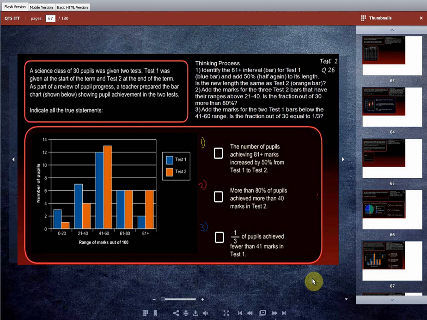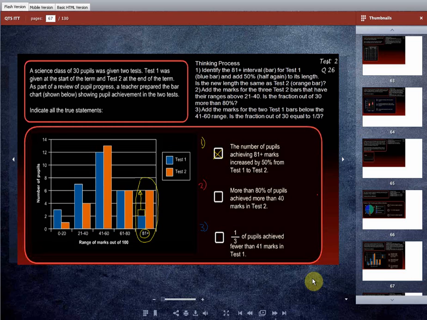Well, for the first part, we need only concern ourselves with the 81 plus class interval bars. In other words, the 2 bars at the right-hand end, starting with the shorter blue bar for Test 1. Now, a 50% increase means half as much again added on. I can draw it. Clearly this increase is far below that needed to reach the top of the Test 2 orange bar, so the statement is false. Just out of interest, the blue bar would need to triple in length to reach the height of the orange bar, which is a 200% increase on its current length.